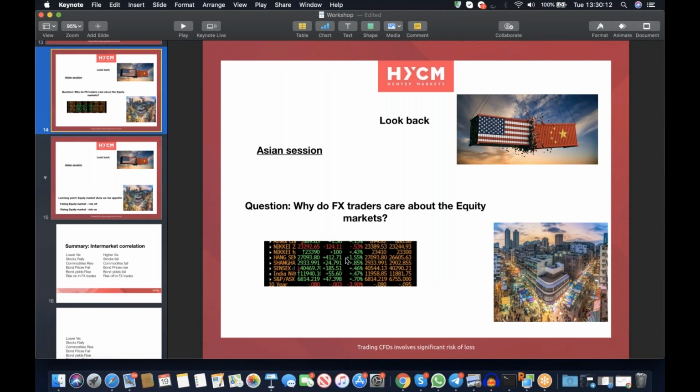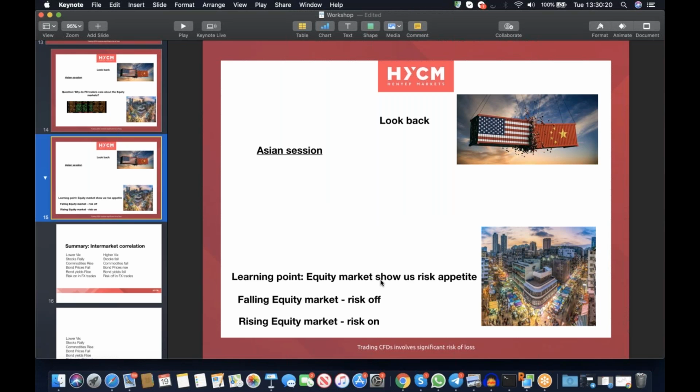because we had the Hang Seng up 1.55%, the Shanghai up 0.85%. So there wasn't a clear picture there from equity markets.